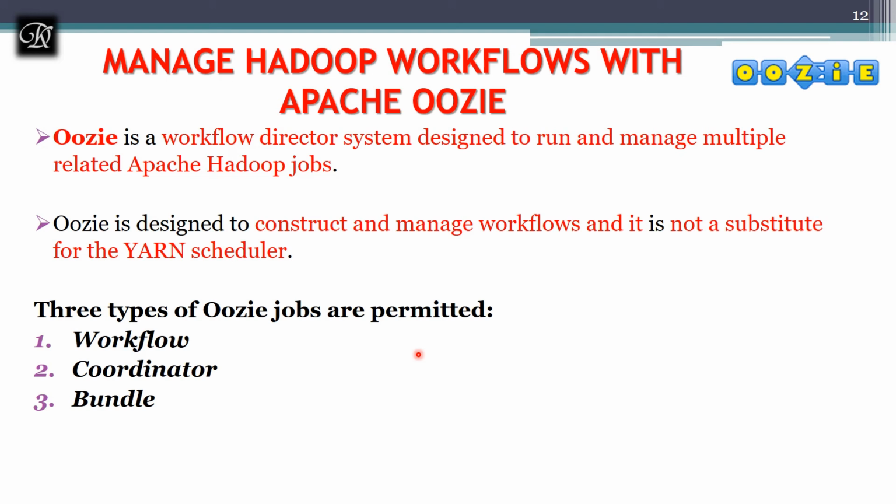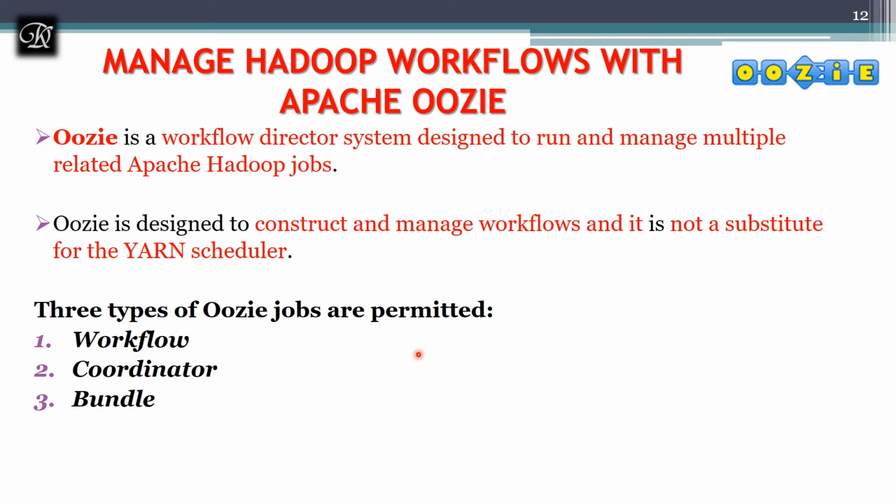For example, one job can be from Apache Pig, one from Hive, one from Apache Spark, which is the famous one used in industries right now, and Scala. Like this, there are many jobs from different Hadoop components. If you want to integrate those, that is possible with the help of Apache Oozie.